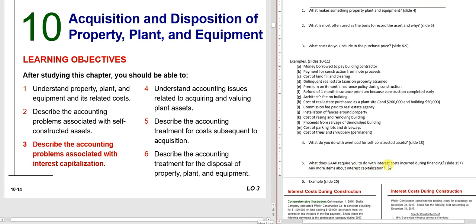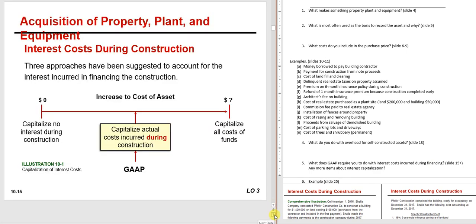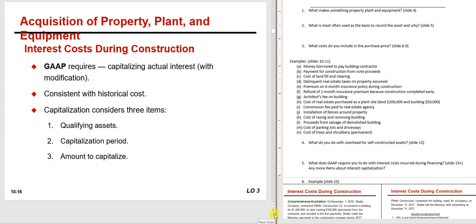What does GAAP require you to do with interest costs incurred during financing? I think I should have put building. Okay, so I need to change that to construction. So what happens with interest costs? You haven't opened the building yet, so interest costs are capitalized during the process of construction. And the process is kind of complex, so we're going to go through that.